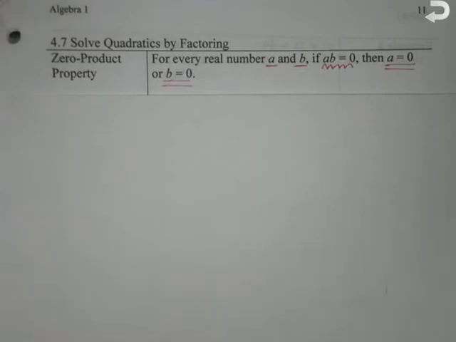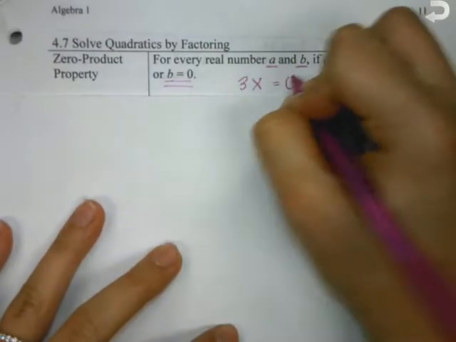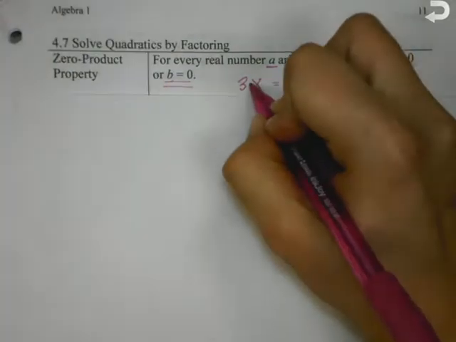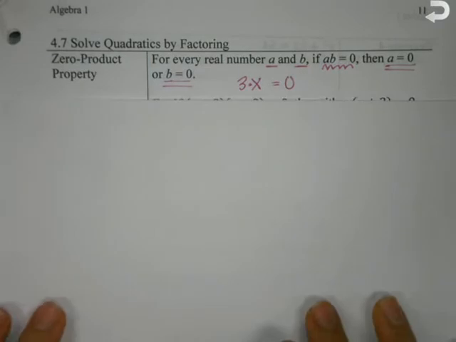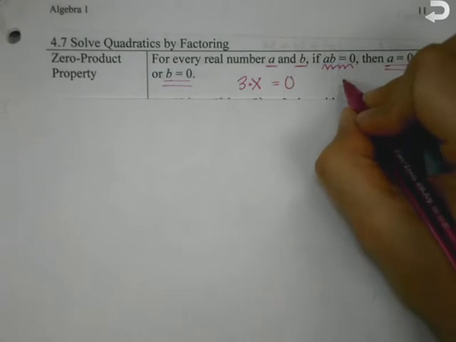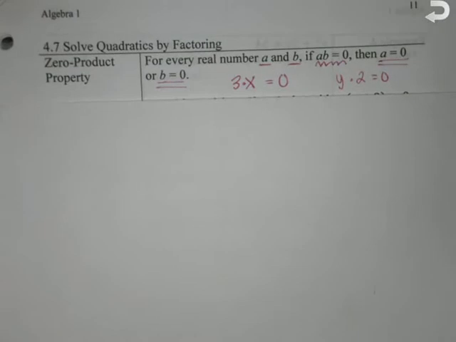So let's say that I give you something that looks like 3 times x equals 0. If 3 times x is equal to 0, what does x have to equal? 0. Okay, so what if I change it to y times 2 equals 0? If y times 2 is equal to 0, what does y have to be? Also 0. So it doesn't matter which one is in which place. If it's equal to 0, one of them has to be equal to 0. Do you guys get what I'm saying?